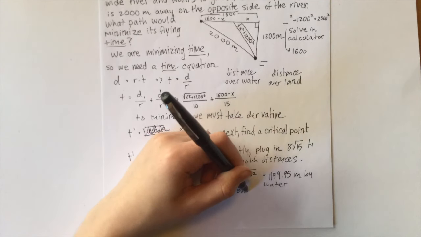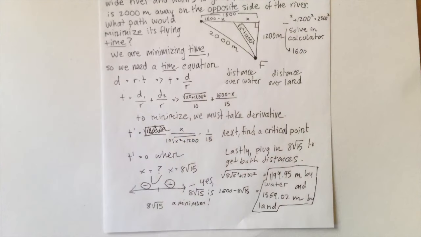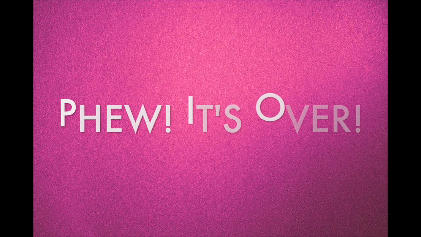And finally, we get that in order to minimize flying time, the flamingo should go 1,199.95 meters by water and 1,569.02 meters by land. And that's the end of the problem. That's your answer. It's a very long problem.